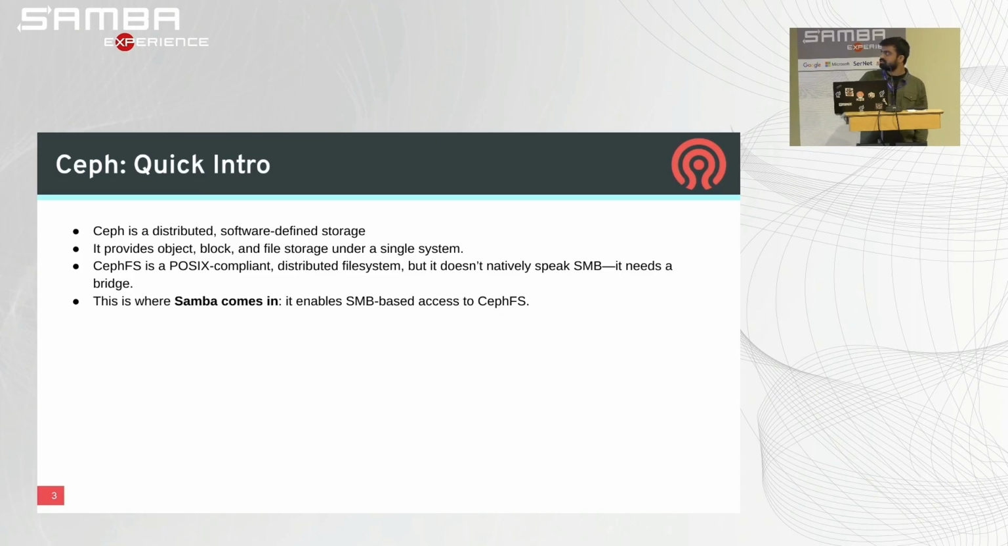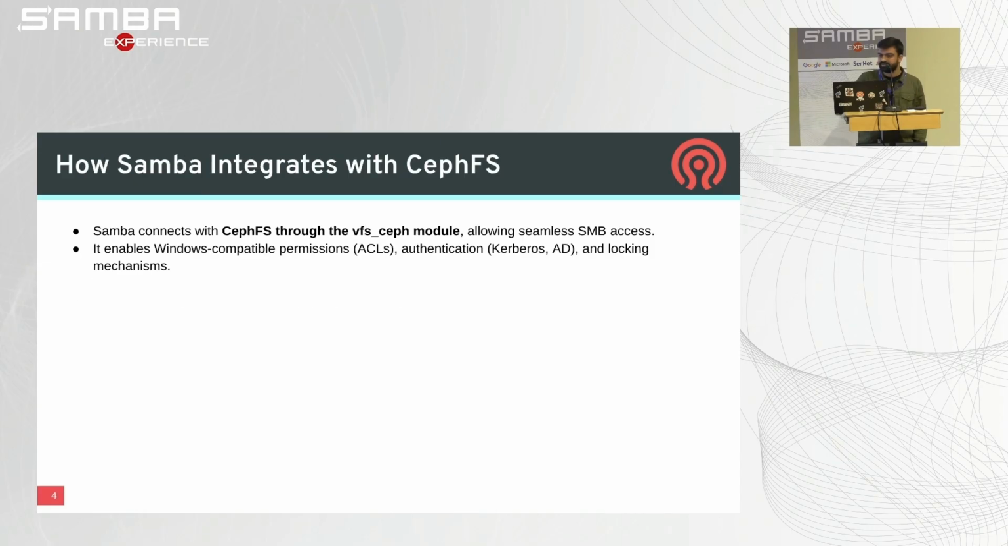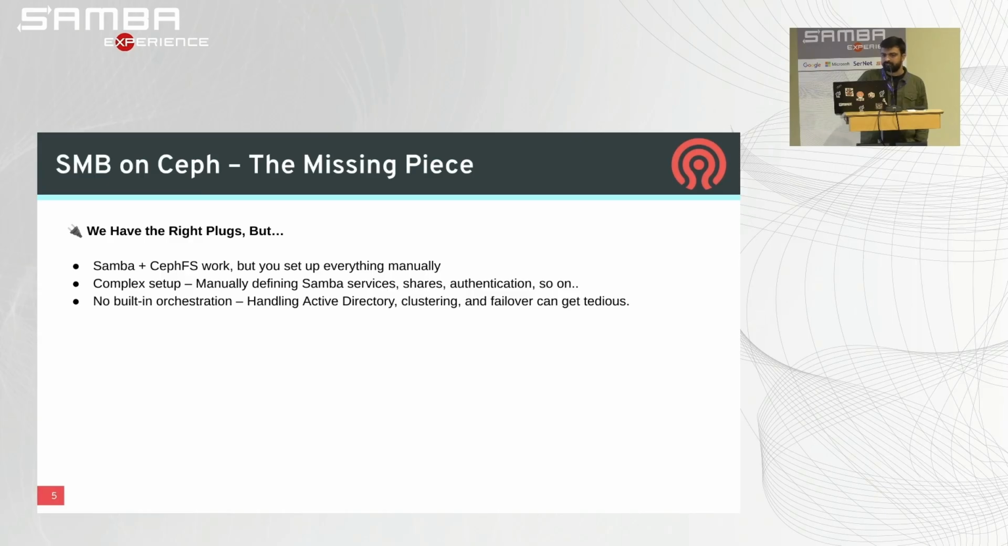So this isn't something new, to have SMB access plus CephFS. We have had VFS Ceph for a while, and we can just do some configurations. The VFS module, as talked about in the previous talks, enables all the things which you need for SMB access: the ACLs, the authentications, and the locking mechanisms. So we have all the right plugs, but you need to set up everything manually.